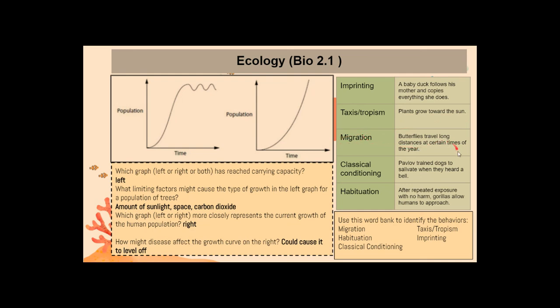Migration, butterflies travel long distances at certain times of the year. Geese migrate. Classical conditioning is Pavlov trained dogs to salivate when they heard a bell because he would bring food with the bell. And then when they heard a bell, they assumed food was coming and they'd start drooling. Habituation, think a habit is something that forms over time. So after repeated exposure with no harm, gorillas will allow humans to approach.